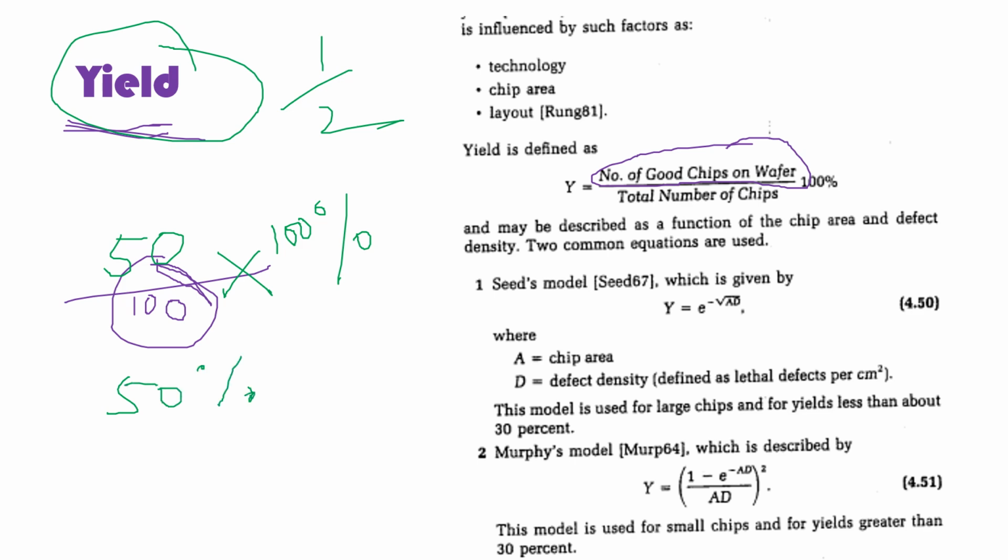Ideally yield should be more, to reduce the fabrication costs. And there is a Seeds model, which gives us a formula for yield. These are the parameters, area and defect density. Also Murphy's model is there, which gives us another formula to calculate the yield. But basically the meaning of yield is how many good chips have come out of the total number of chips fabricated.